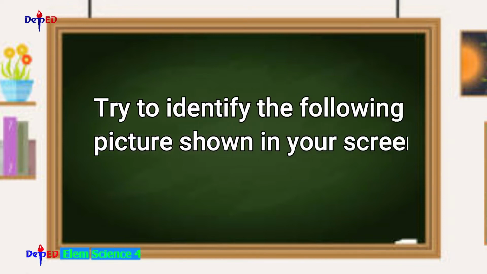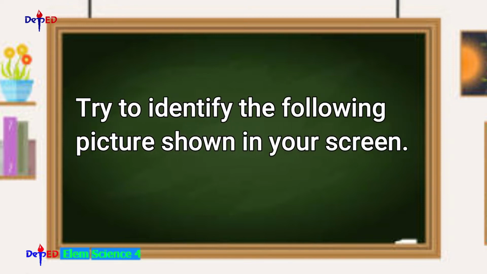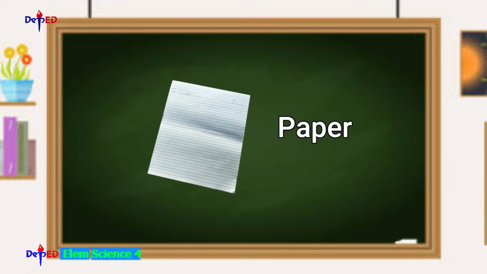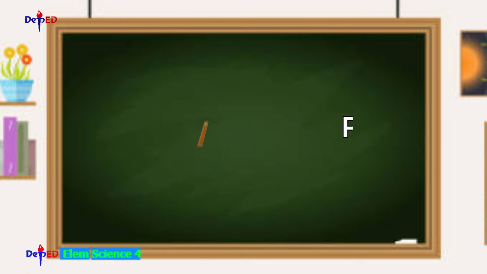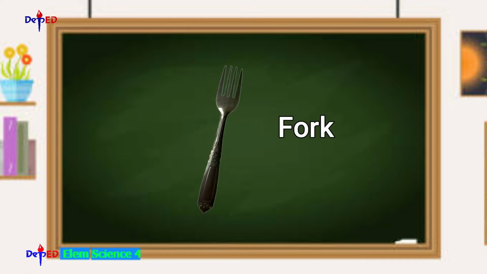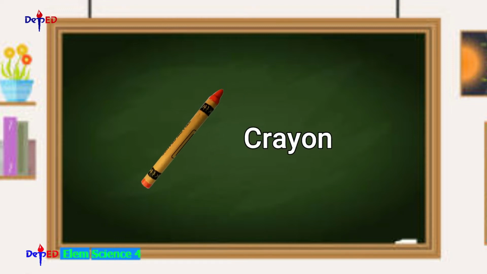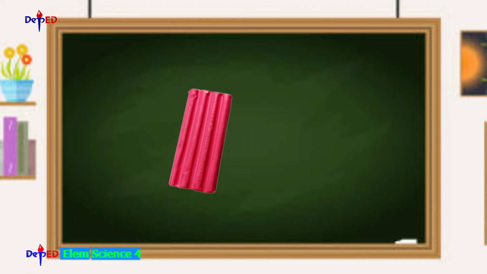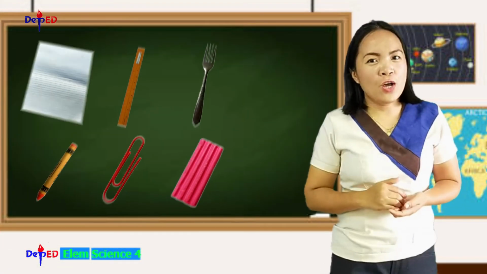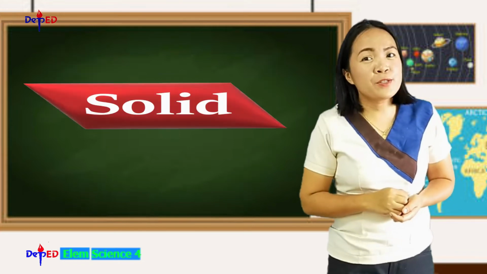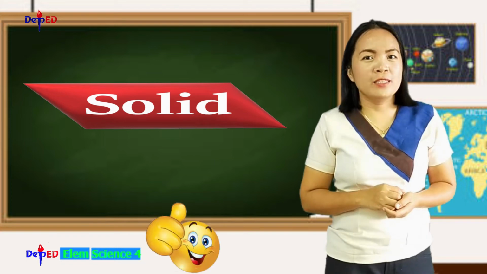Now, try to identify the following picture shown in your screen. Paper, ruler, fork, crayon, paper clip, and clay. Are these materials solid, liquid, or gas? Yes, that's right. They are all solid materials.